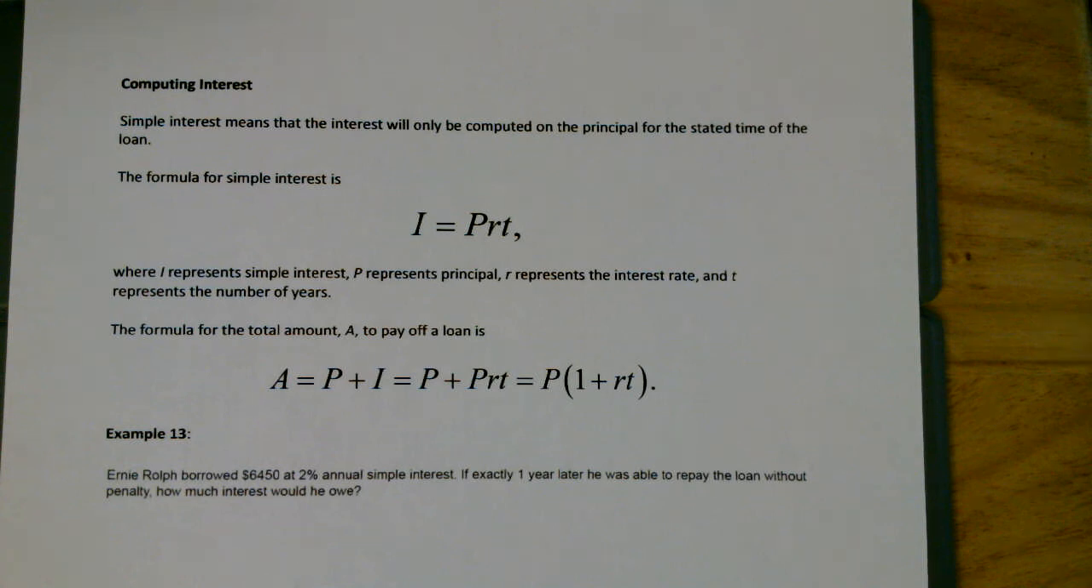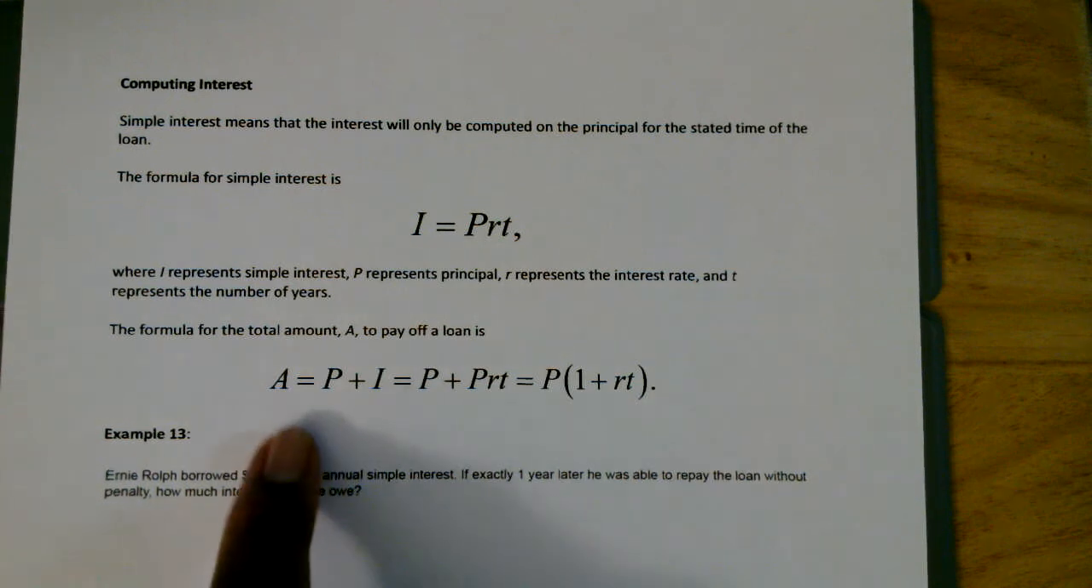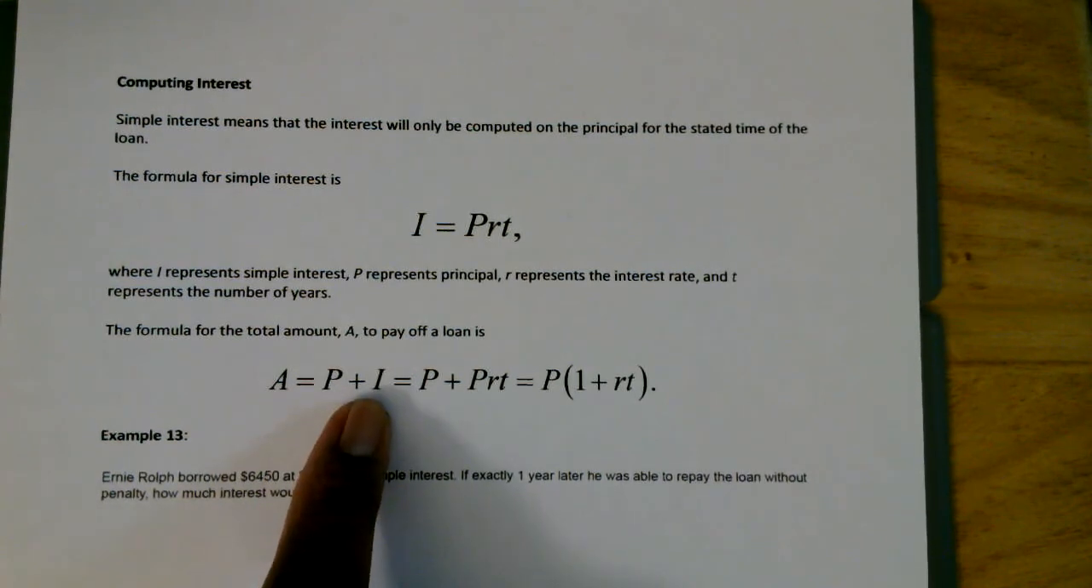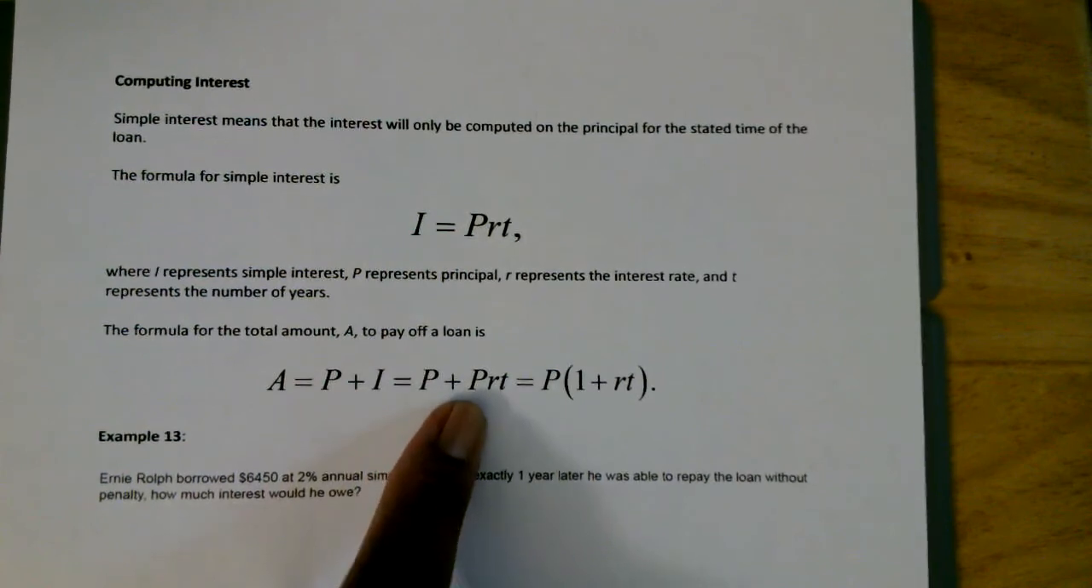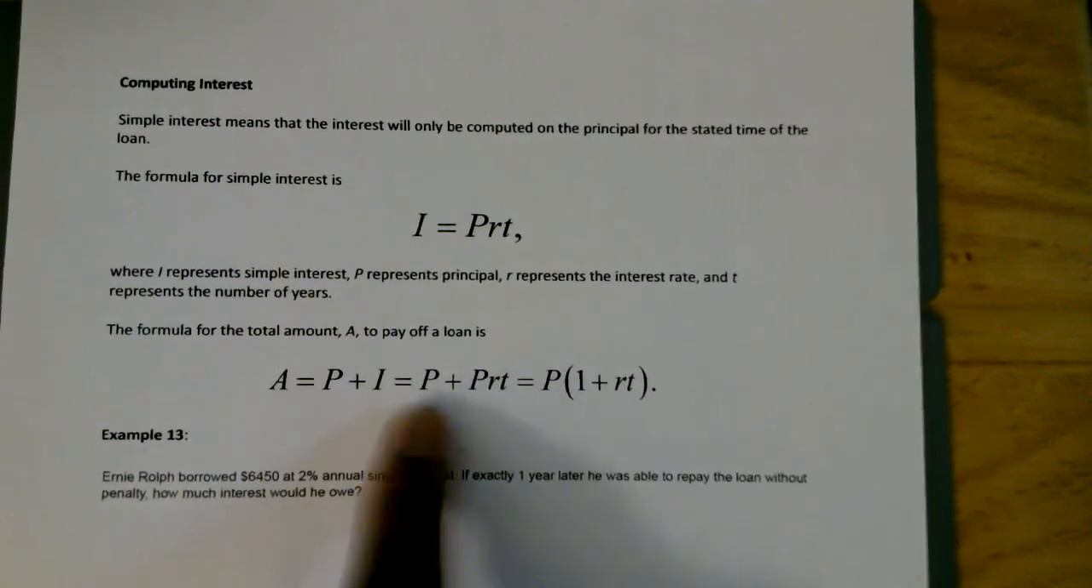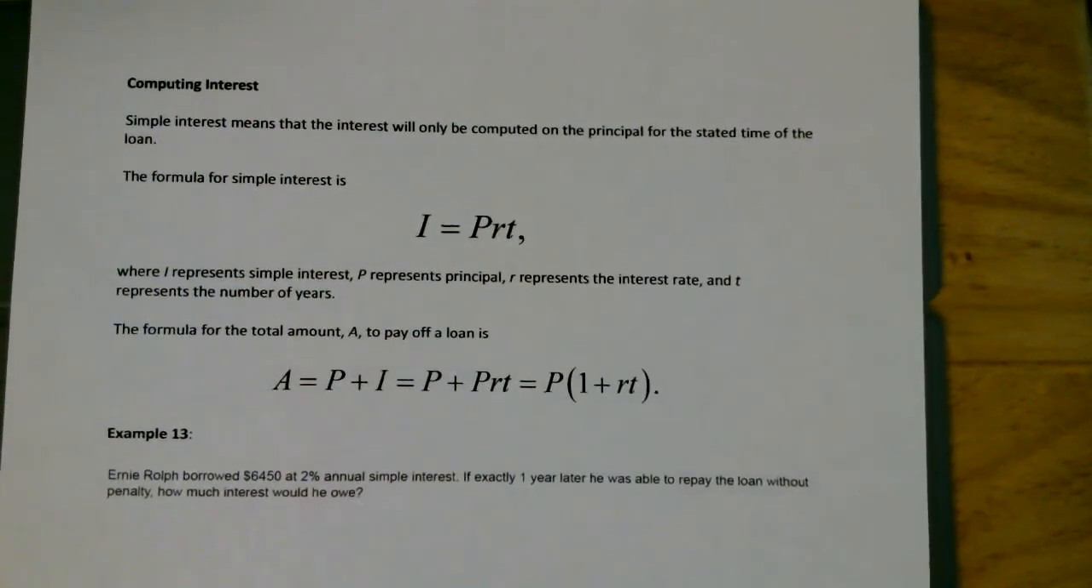Okay, and the time has to be in years. If it's something else like months or days, then for days you have to take that and divide it by 365, or for months, you have to take the number of months divided by 12, because it has to be in years for this formula to work. And then the formula for the total amount, which is going to be A, to pay off the loan would be: the total amount equals the principal plus interest, or P plus PRT, or we can write it like this, since the common factor is a P: P times the quantity 1 plus R times T.